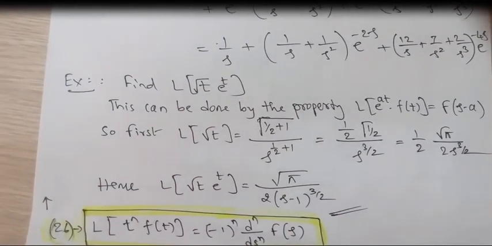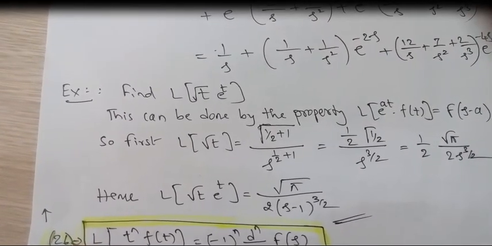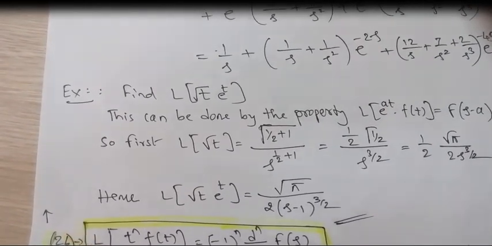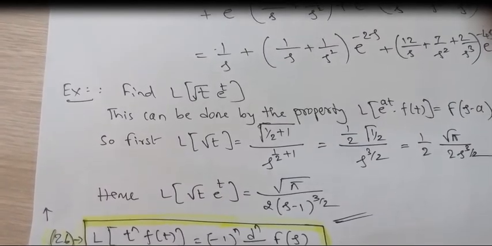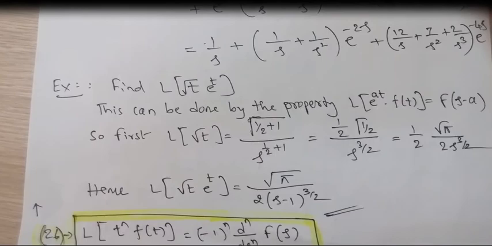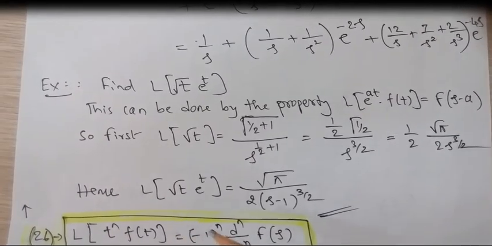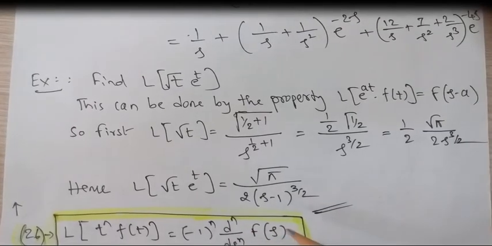And add 26 to the list of results. We discussed up to 25, and we also discussed the property: Laplace transform of t raised to n into f of t is equal to minus 1 to the power n, nth derivative of f of s.